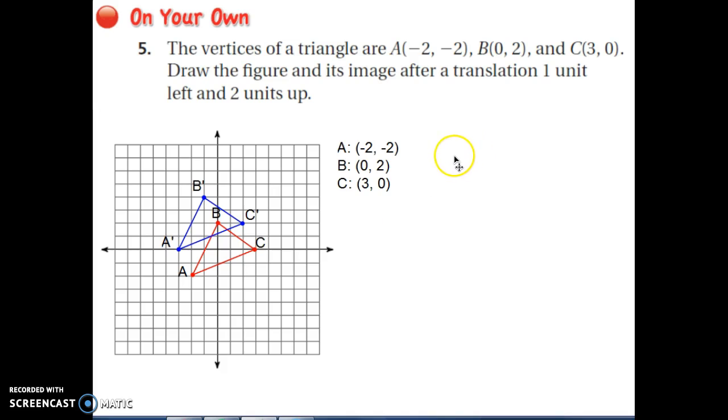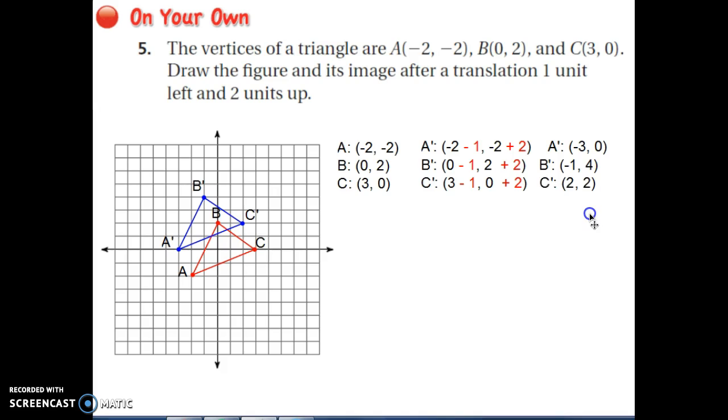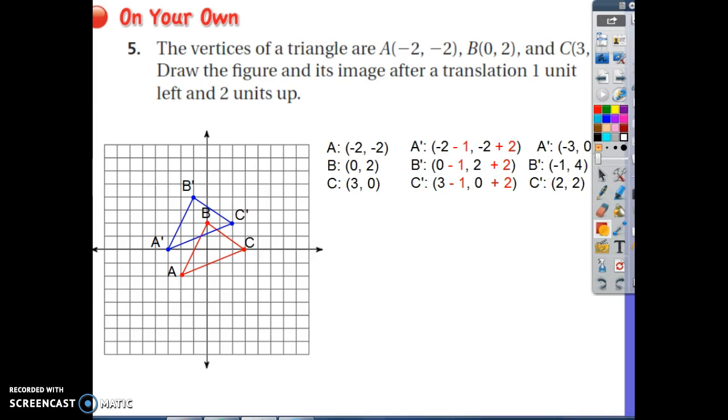0. I'm going to move left 1 and up 2, so I'm going to subtract 1 from my x and add 2 to my y for A, B, and C, giving me my final coordinates of A prime is negative 3, 0, B prime is negative 1, 4, and C prime is 2, 2. So these 3 coordinates would be your final answer.